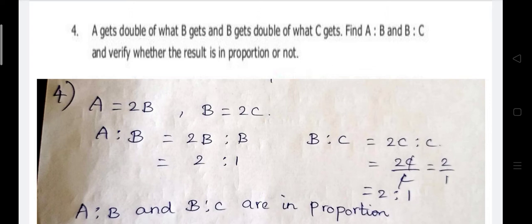A is to B is equal to 2B is to B. Wherever A, you write A as 2B. 2B is to B is 2 is to 1. B is to C is 2C is to C, that is 2C by C, that is 2 by 1. 2 is to 1 and 2 is to 1 you got. That is, A is to B and B is to C are in proportion and both are equal.